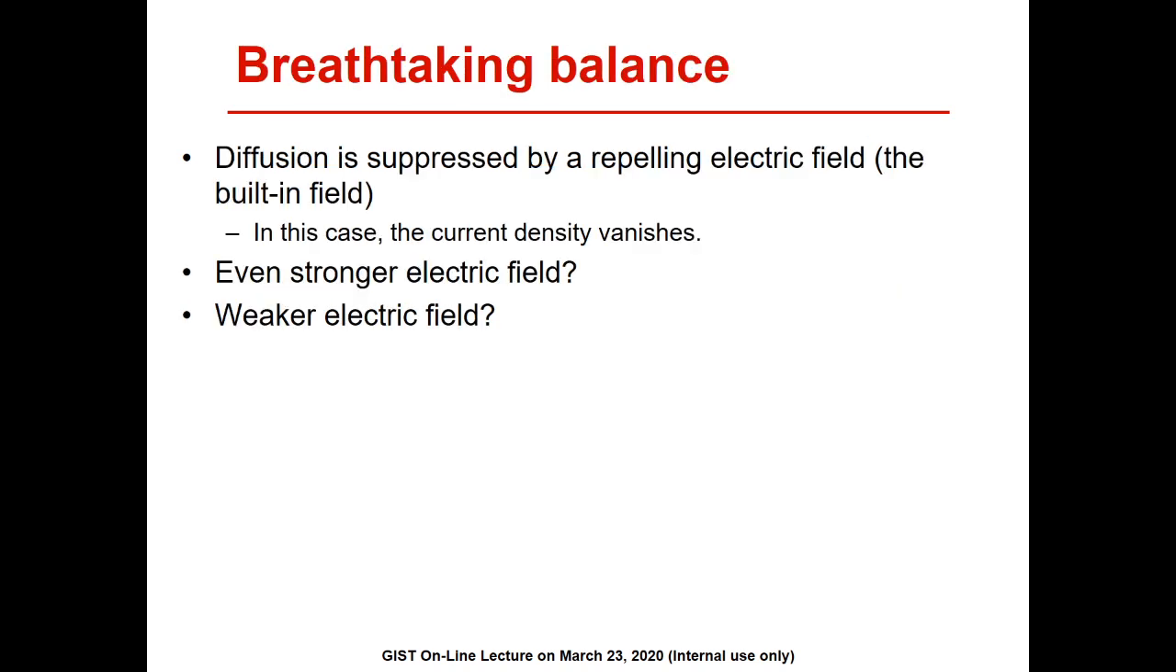Up to now, the depletion approximation of a p-n junction has been studied. The carrier diffusion is suppressed by a repelling electric field, the built-in field. In this case, the current density vanishes. Then, what happens if the electric field becomes even stronger? Or what happens if the electric field becomes weaker? This topic will be discussed in the next video.